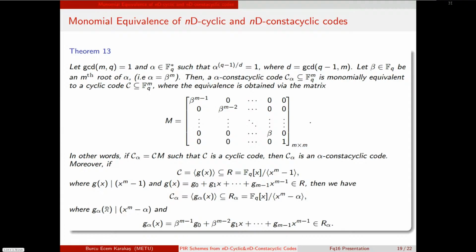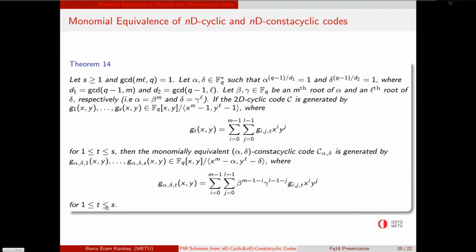And in a polynomial representation, we can say that if g of x is in this form, then the generator polynomial of alpha-constacyclic codes can be represented this way. And since we don't have the same matrix setup in two cyclic codes, we only used polynomial representation to generalize this idea.